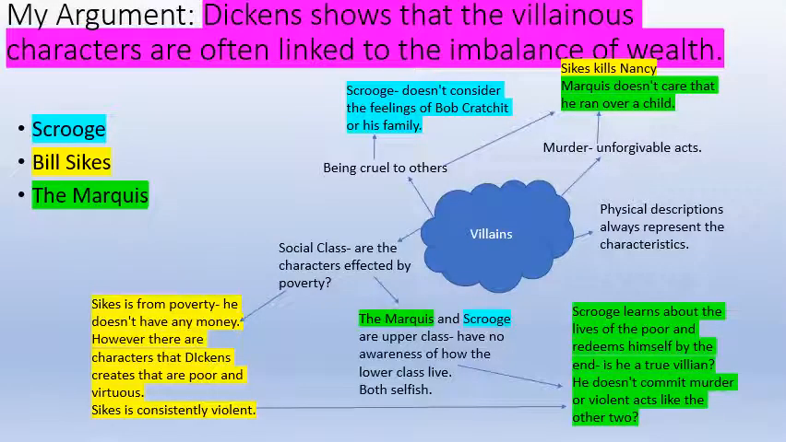Is my argument that it's from poverty? As I said, I've said most of this already, so you can see I've got it down in, well, not black and white, but in yellow, turquoise and green. So you can have a look at that, and hopefully yours is something like that relating to the characters that you've picked.